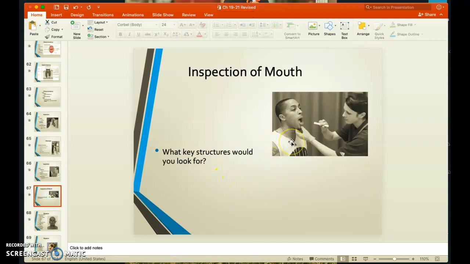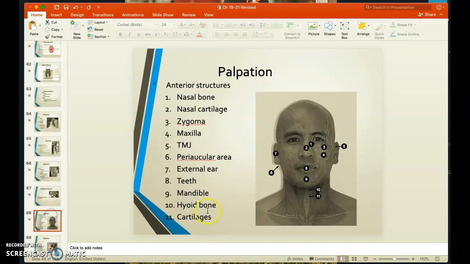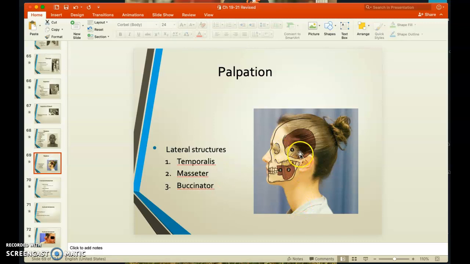Inspection of the mouth. Okay, you always want to look for teeth, any bleeding of the mouth, any cuts on the tongue, cuts in the lips, cuts in that vermilion border. Again, just kind of checking, making sure everything looks normal. Here we can see a great slide with all the different palpations. So take a moment, go through those on yourself.